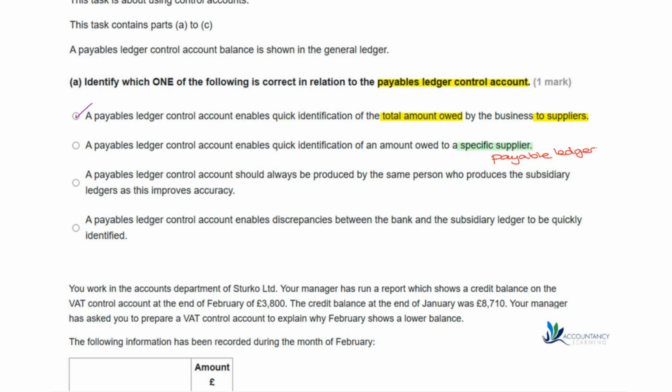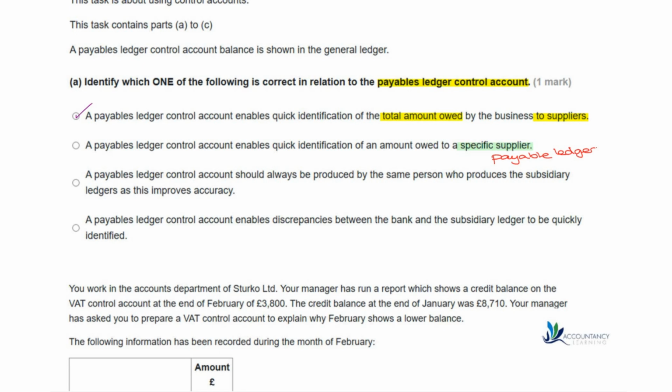The third one, a payables ledger control account should always be produced by the same person who produces the subsidiary ledgers, as this improves accuracy. So this isn't about really who's doing the role, but we should have some segregation in our role anyway to prevent fraud and things like that. So this wouldn't necessarily have an impact on accuracy.